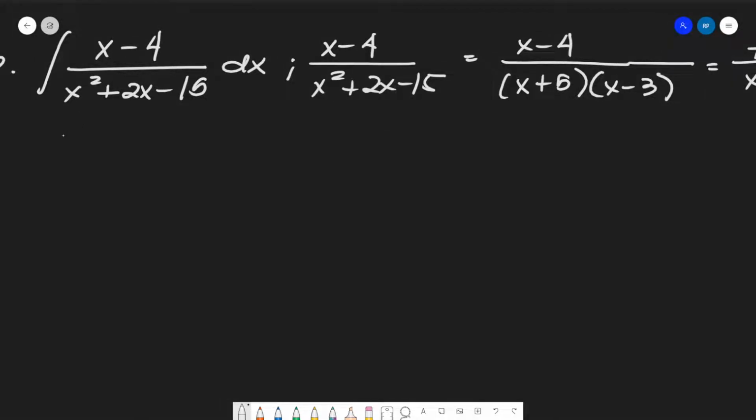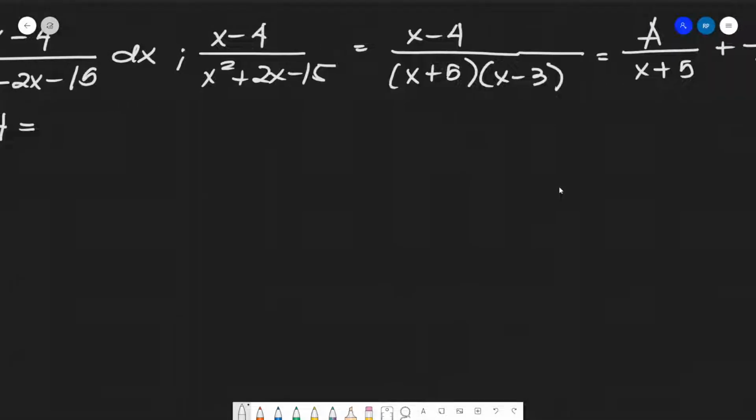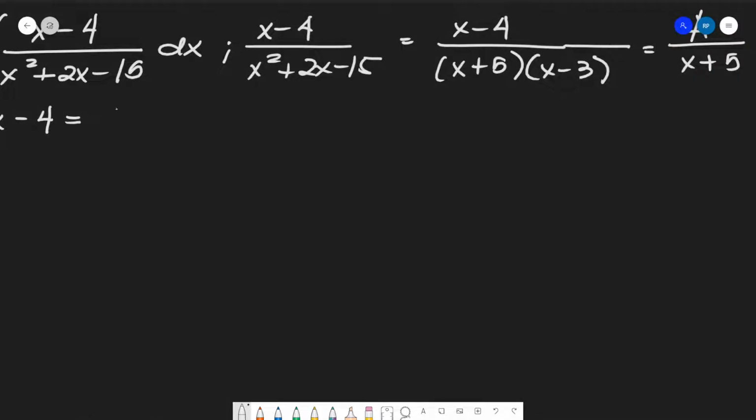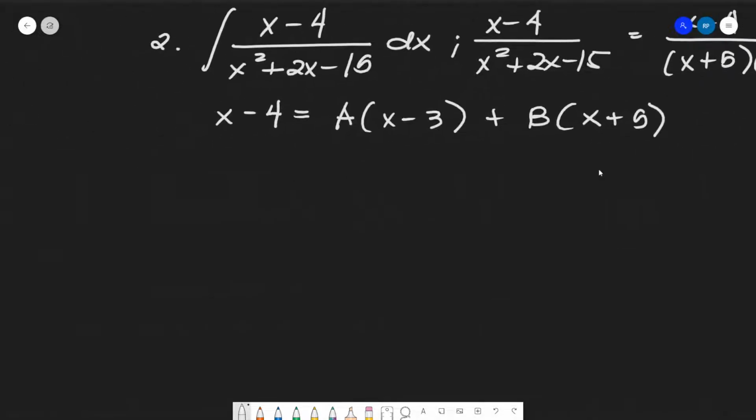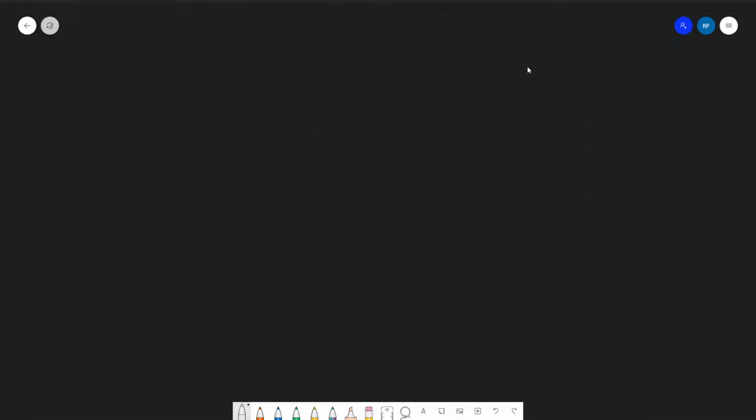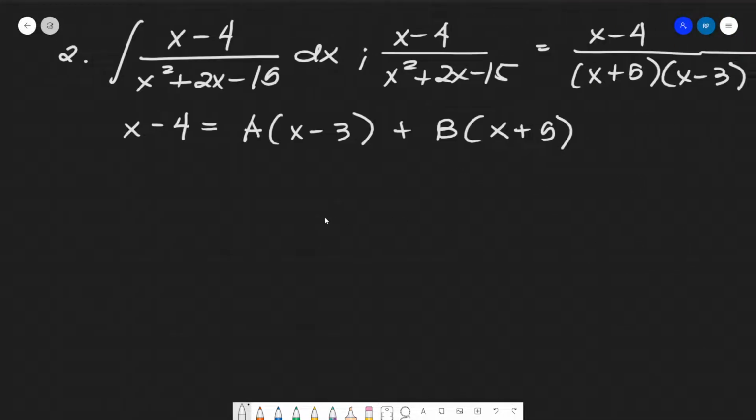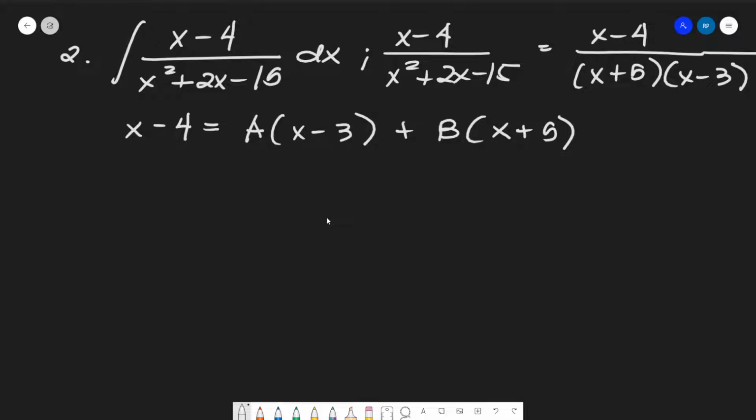So, we have x minus 4 is equal to, kumbaga minultiply lang ulit natin, a times, this is x plus 5, so ang may iiwan is x minus 3, plus b times x minus 3 nasa denominator ni b, so ang ilalagay natin sa numerator is x plus 5. Okay? So, yan na yung ating equation to solve for a and b.